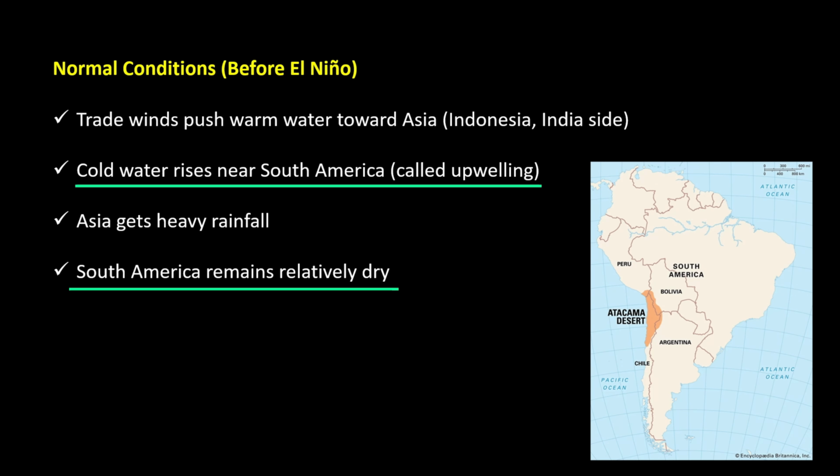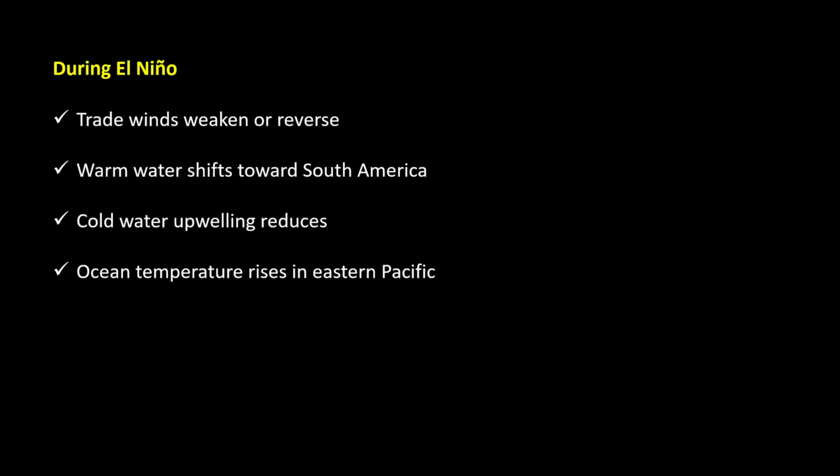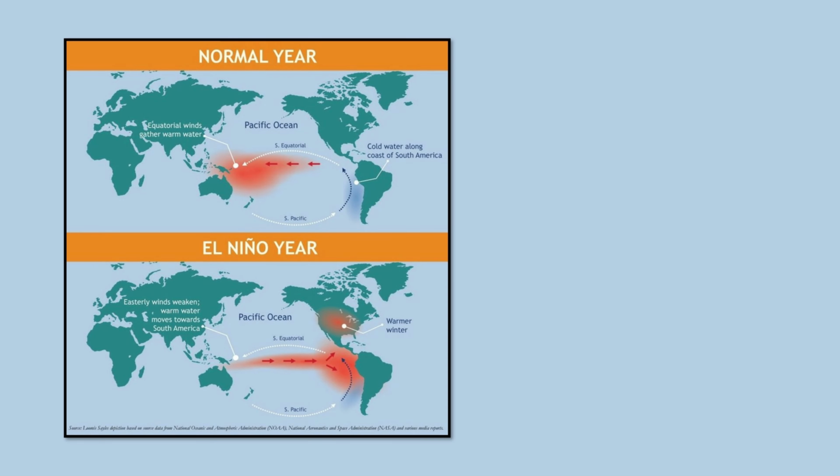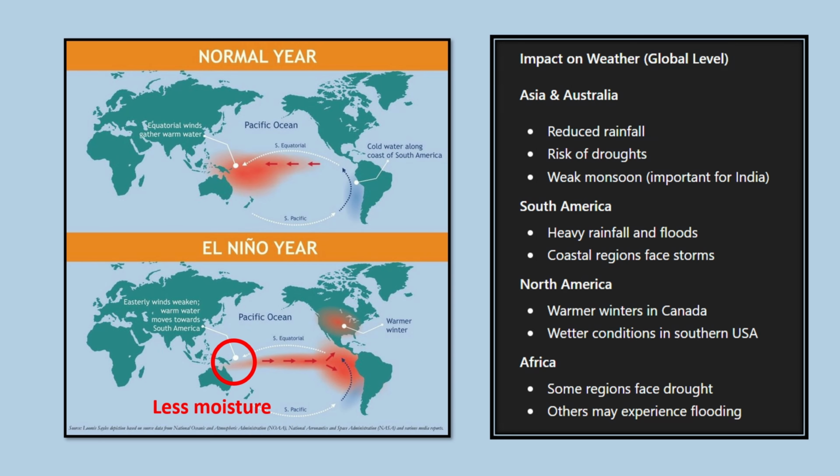This is the normal. Now in El Nino, this normal system weakens or even reverses. Trade winds become weaker, so warm water isn't pushed toward the Asia side. This results in warmer ocean on the America side. Warmer ocean means heavy rainfall and flood-like conditions on the America side. And since warm water does not pile up on the Asia side, it means less moisture on the Asia side, resulting in lower rainfall and drought-like conditions here. So the normal pattern flips.